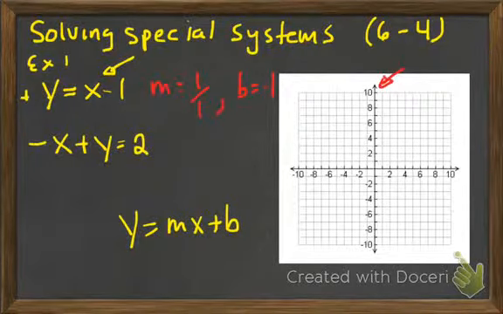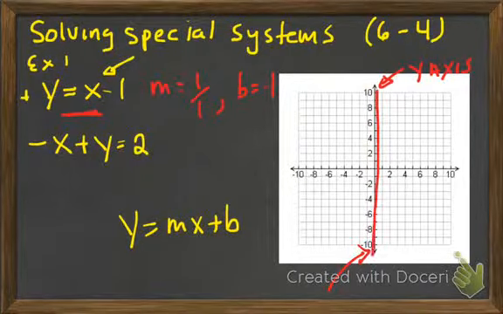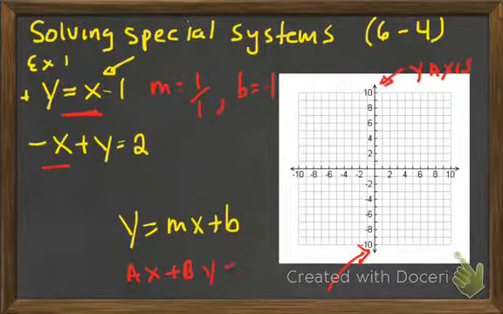Recall right here that this is our y-axis, and so our y-intercept is where this line is going to cross this axis right there. So when it's in slope-intercept form, such as equation 1, it's really easy to graph. But now we have the second equation, and this is in standard form, ax plus by equals c. Well, we can actually rewrite this and put it into slope-intercept form.